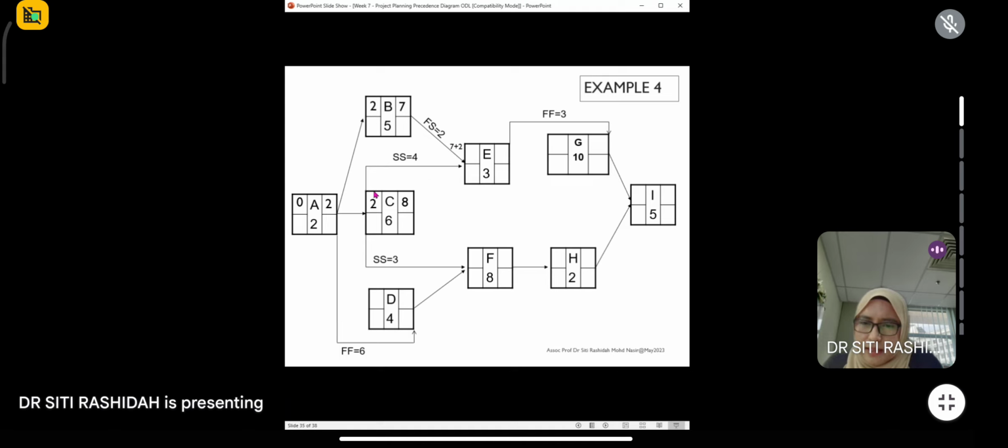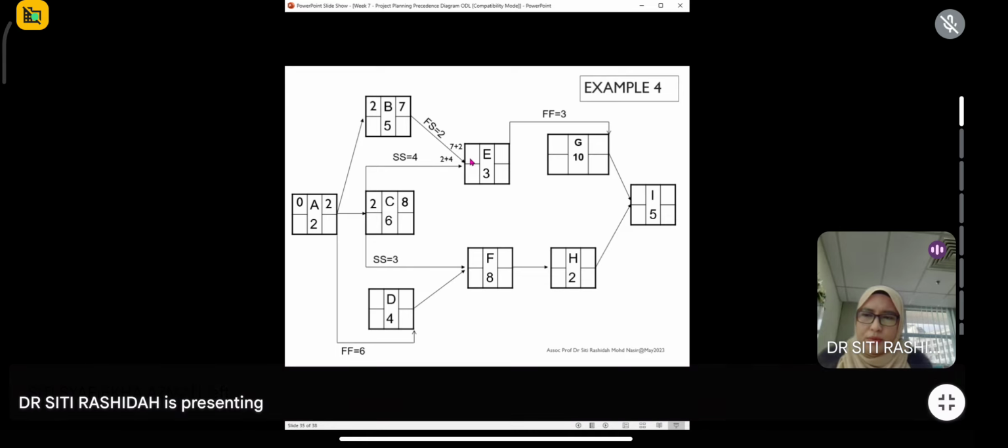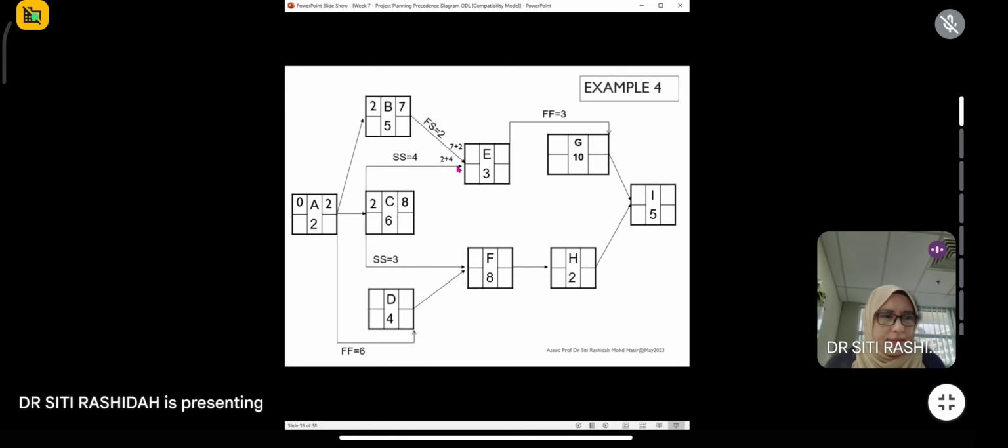Betul tak? Sekejap. Okey, 7 campur 2. Ataupun dia datang daripada C. C ni start to start adalah 4. So maksudnya you ambil yang ni bukan ambil yang ni. Kena tengok apa dia punya relationship. Kalau start to start you have to get from here 2. 2 plus 4 is 6. So kita nak ambil 7 campur 2 atau 2 campur 4 nak letak sini. Siapa tahu? 7 campur 2 atau 2 campur 4? 7 campur 2. Ya, 7 campur 2 sebab 7 campur 2 adalah a larger number.